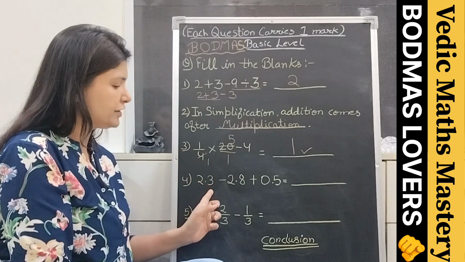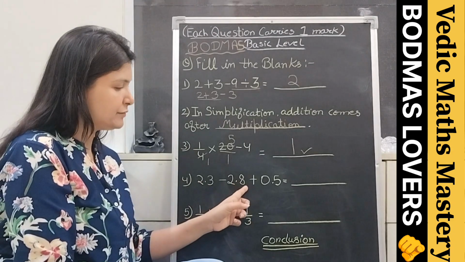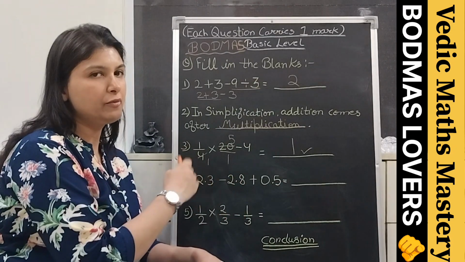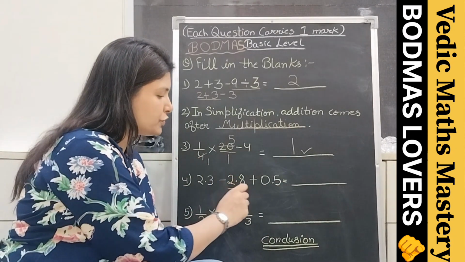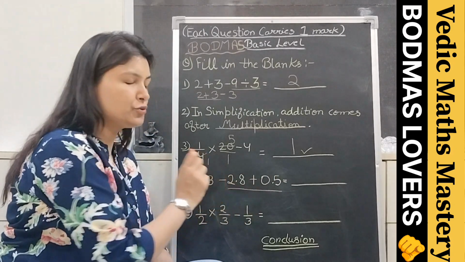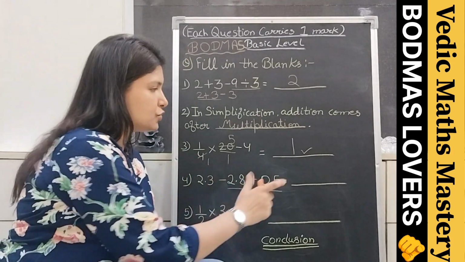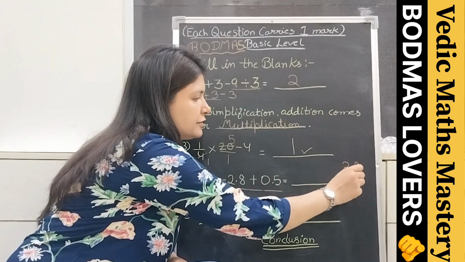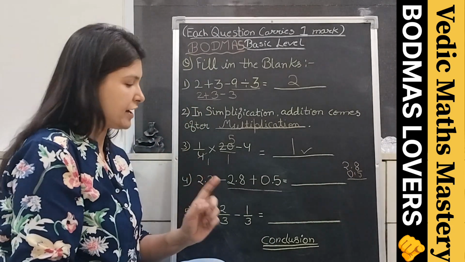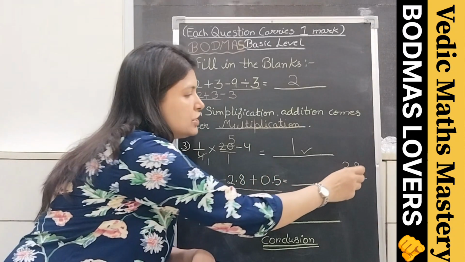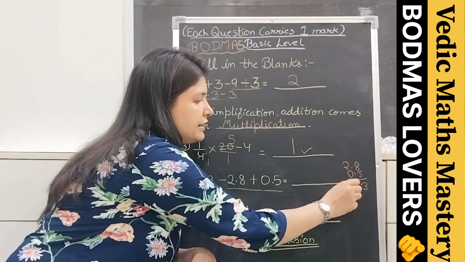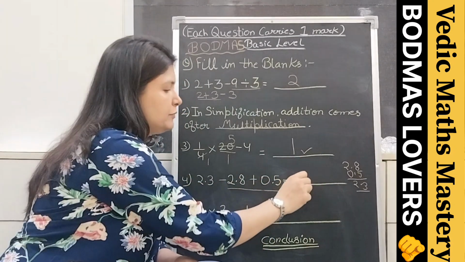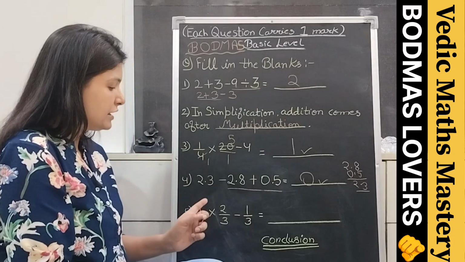Now, the fourth question says 2.3 minus 2.8 plus 0.5. Now, you can solve from left to right also. If you want to add first, make sure 2.8 is negative. So 2.8 and then 0.5. First you can subtract: minus, plus, minus. So 8 minus 5 is 3, and then 2. 2.3 minus 2.3 will become 0. 0 will be the correct answer.